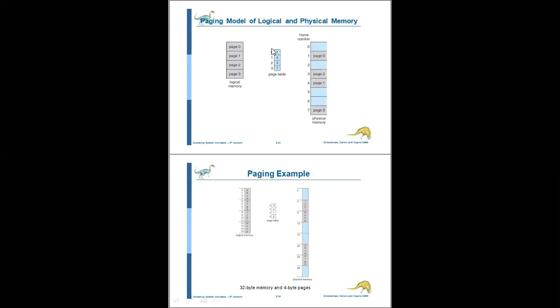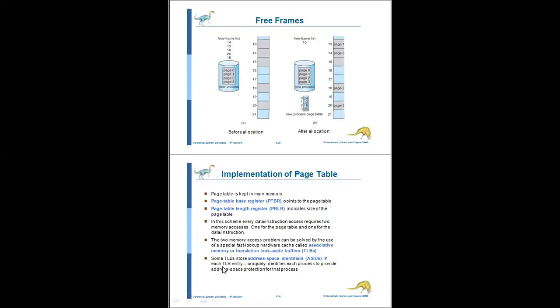So by the above concept only, here the data will be mapped, but it is a 4 byte page. So one page is nothing but 4 bytes. So next one. So this is the free frames.